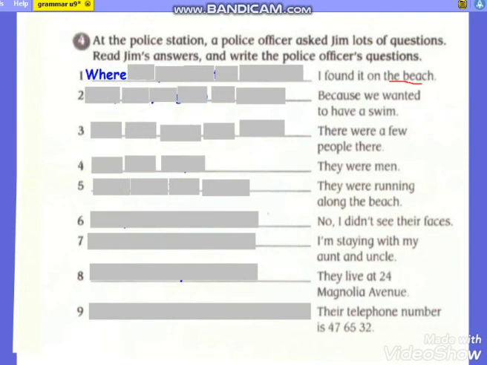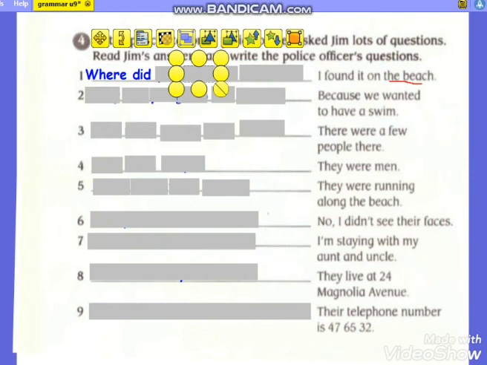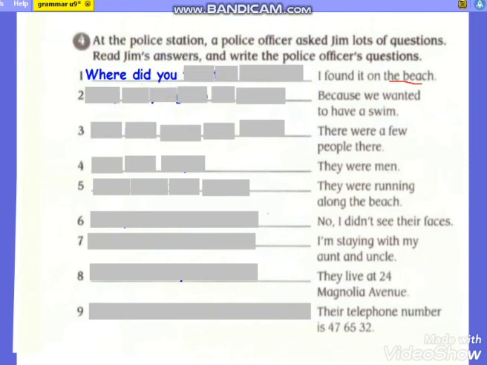We have found here, so what should we use after where? Excellent. We have to use did. And the police officer was asking Jim, so you have to use you. Where did you? After that, we have to use the base form of found. The base form is find. So where did you find the necklace? Question mark. Here is question number 1. Where did you find the necklace? The answer is I found it on the beach.